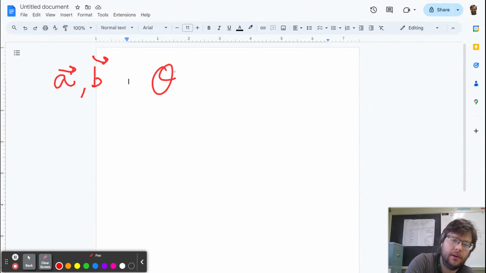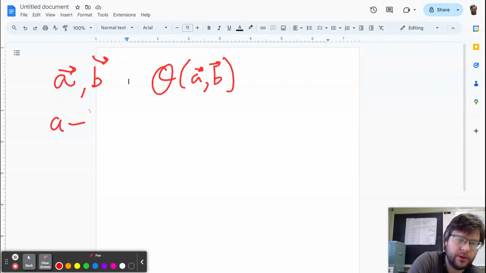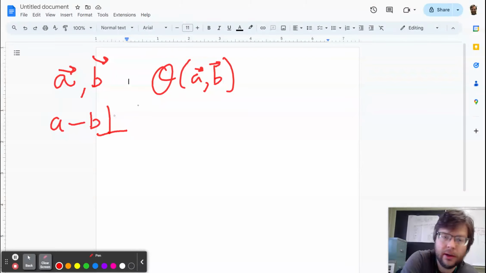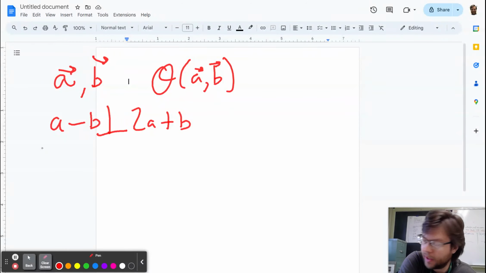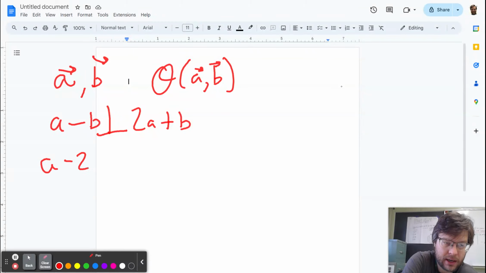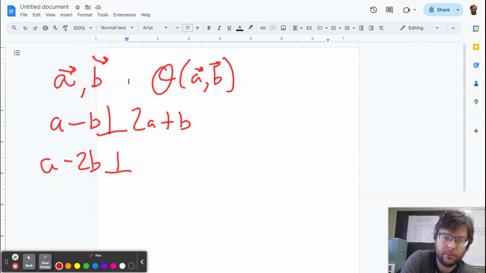Okay, so I write it like this: theta depends on A and B. And what we know, for some weird reason, I'm not sure why we would know this, but we are told that A minus B is perpendicular to 2A plus B. And we are also told that A minus 2B is perpendicular to 3A plus B.